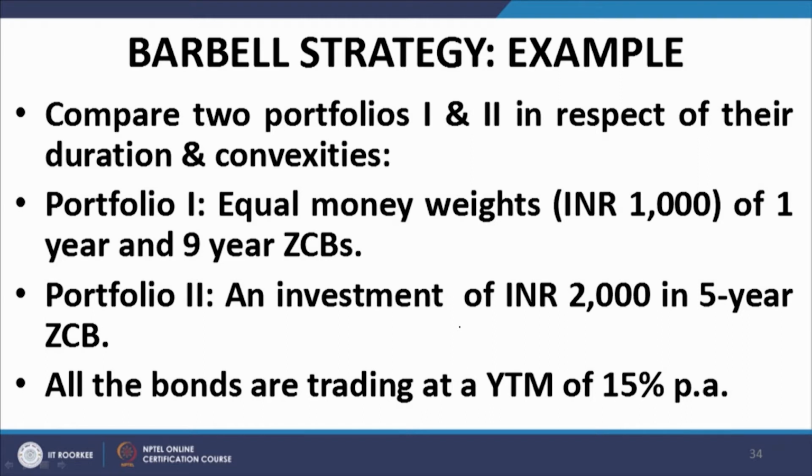And portfolio 2 involves an investment of INR 2000 in a 5-year bond. Again, this is also a 0 coupon bond. So, let me repeat quickly. Portfolio 1 comprises of equal money investment in a 1 year 0 coupon bond and a 9 year 0 coupon bond. Portfolio 2 involves an investment equal to the aggregate investment of portfolio 1, but it is in a single bond of maturity 5 years, and that is also a 0 coupon bond. All the bonds are trading at a YTM of 15%.